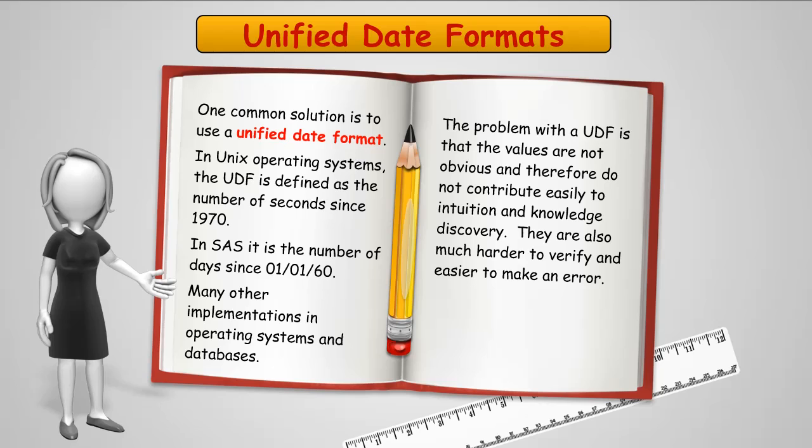One solution is what IT came up with many years ago, and that's the unified date format. So in Unix, for example, dates are all stored internally as the number of seconds since 1970 began. In SAS, it's represented as the number of days since January 1st, 1960. Many other implementations by operating systems and databases store dates in different ways. The problem with it is that when you store it, for example, as a number of seconds since 1970, it's not easy for you to interpret and understand what it means, and it certainly is much harder for you to verify, which makes it much easier to make a mistake.